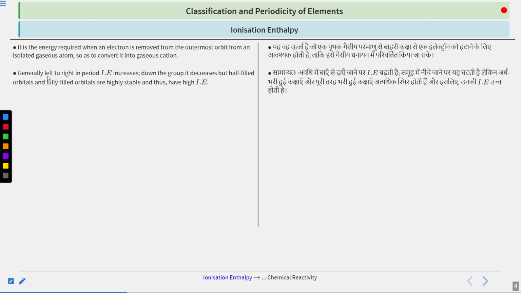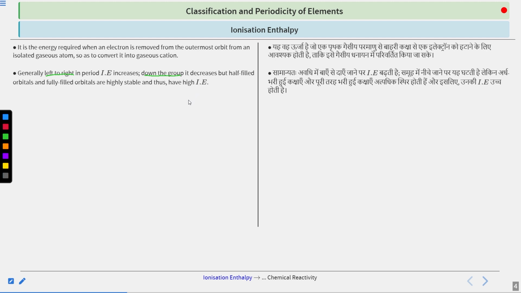So if we move from left to right in the period, then the ionization energy increases, and if we move from up to down, that is down the group, it decreases. But half-filled orbitals and fully filled orbitals are highly stable, thus have high ionization energy.